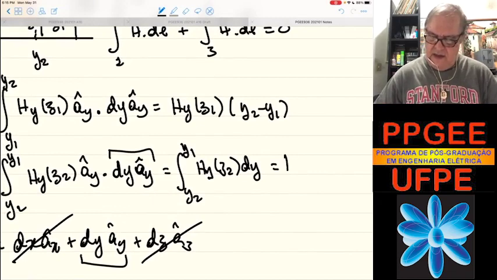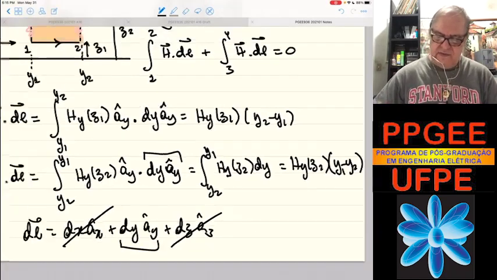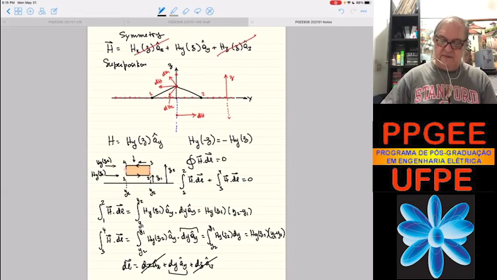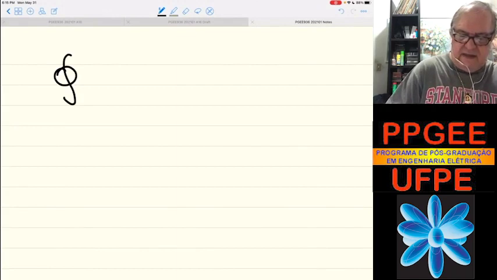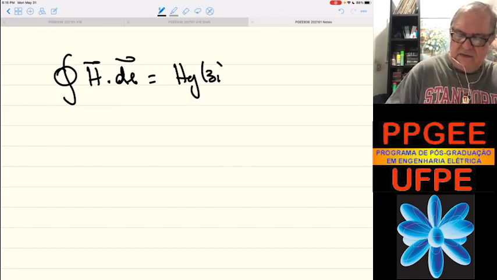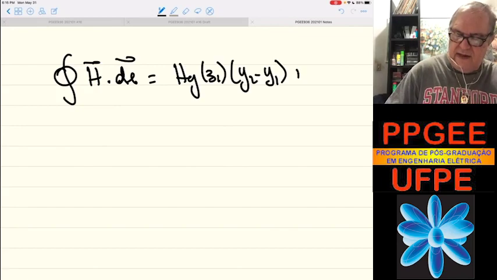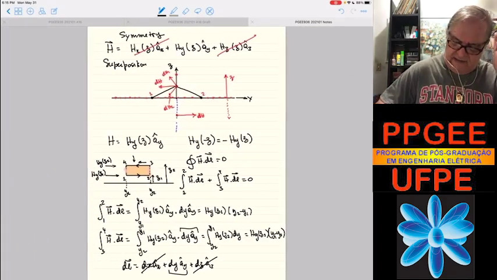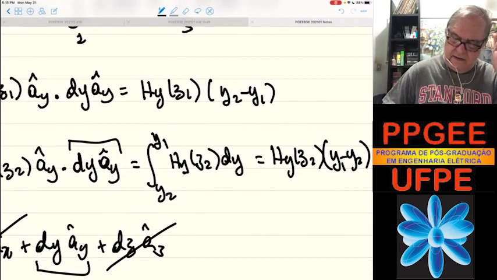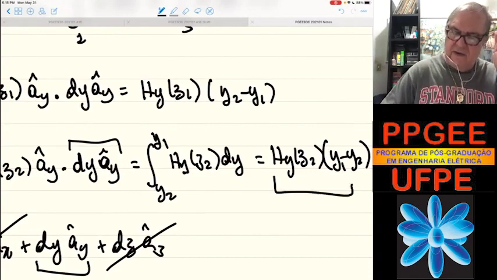So it's going to be Hy of z2 times (y1 minus y2). That's the result we have. So the integral of H·dL equals Hy of z1 times (y2 minus y1) plus Hy of z2 ... let me see, I think I made a mistake here. I forgot my sign. Oh, that's correct, yeah. y1 minus y2, right?